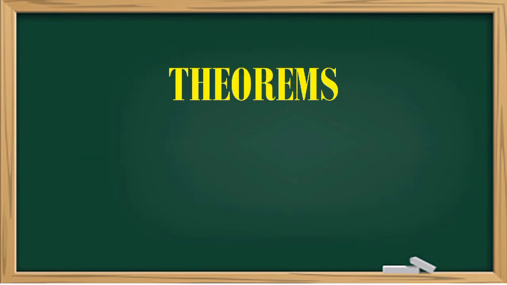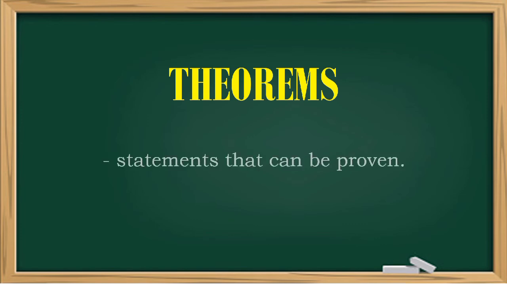The next mathematical system is theorems. A theorem is a statement that can be proven. Once a theorem is proven, it can also be used as a reason in proving other statements.